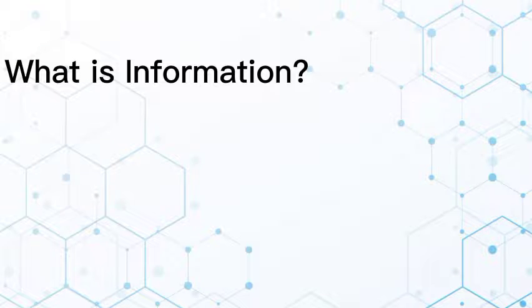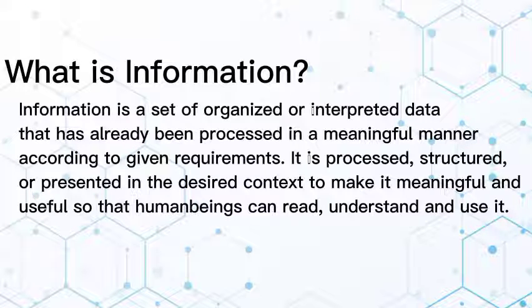What is information? Information is a set of organized or interpreted data that has already been processed in a meaningful manner according to given requirements. It is processed, structured, or presented in the desired context to make it meaningful and useful so that human beings can read, understand, and use it.